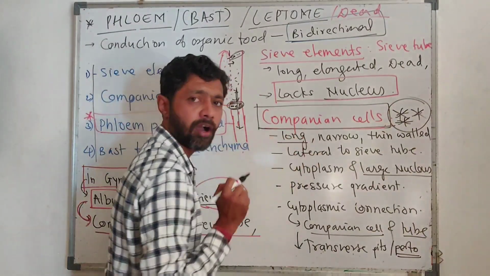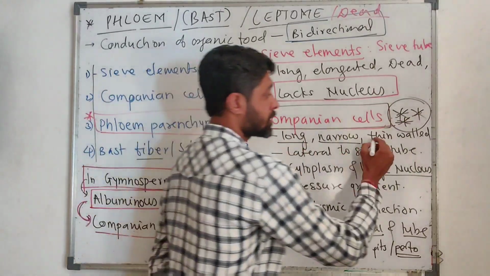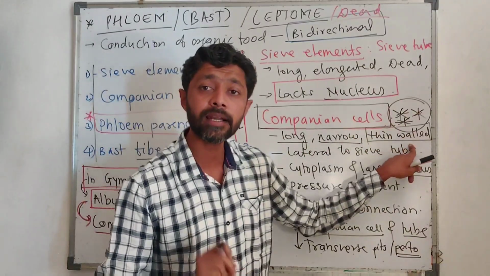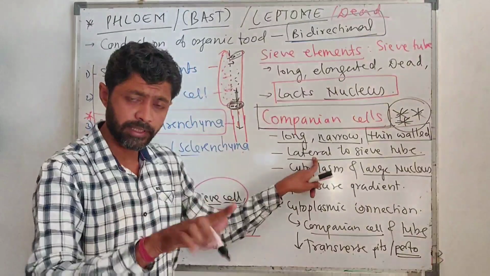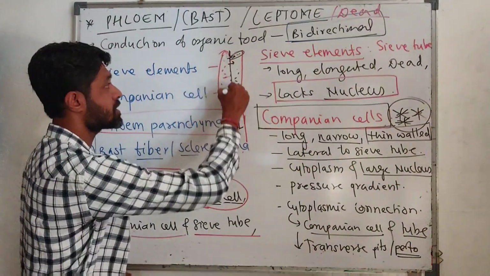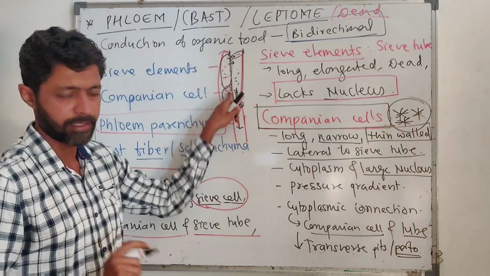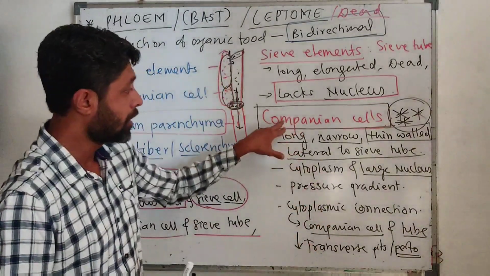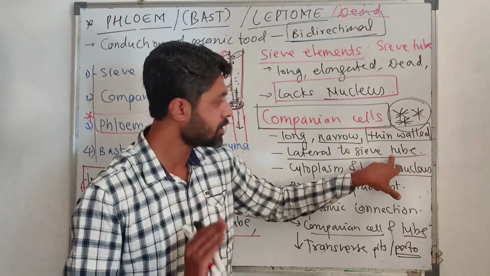Companion cells are long and narrow, and their walls are thin. They will be present lateral to the sieve tubes. We consider this is our sieve tube, and on the lateral side of this sieve tube there is a companion cell. So companion cells are long, narrow, thin walled, and present lateral to the sieve tubes.